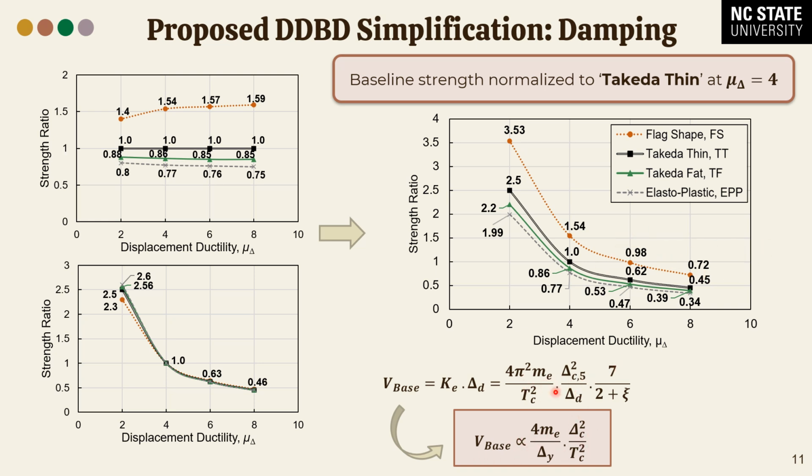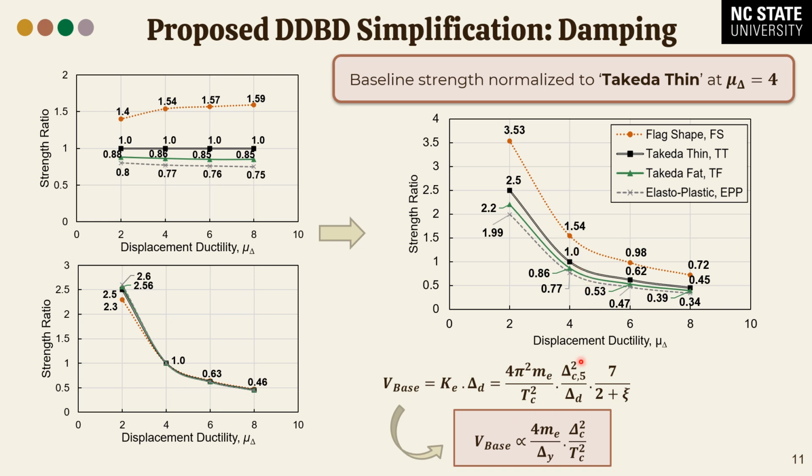The DDBD base shear equation simplifies greatly to this equation, which is a function of the hazard, the corner point displacement and corner point period, the yield displacement, and the effective mass. And that's it. So you can now design everything as if it were Takeda thin ductility 4. You get an answer, and then you adjust it based on these relative values.